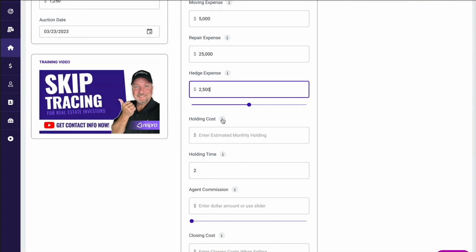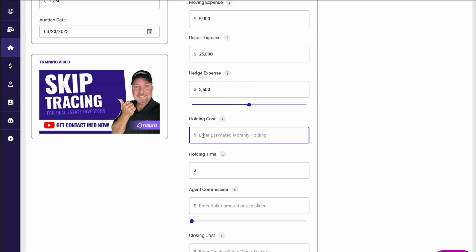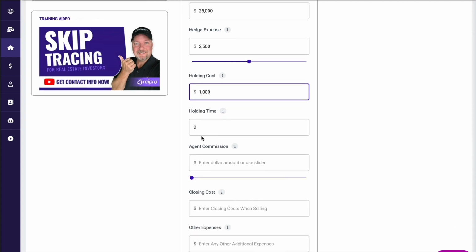Next, it's going to be holding costs. Now, holding costs are also going to be the taxes, insurance. You're going to have utilities hooked up to this property while you're fixing this property up. I'm going to estimate this to be $1,000. I put in a holding time of 2 months. Like I said, it's not a major rehab. It's just a little bit of lipstick here and there. We're going to bring it up to speed.